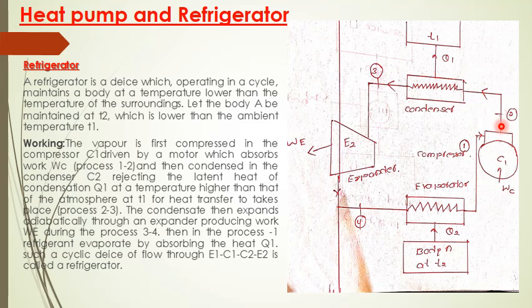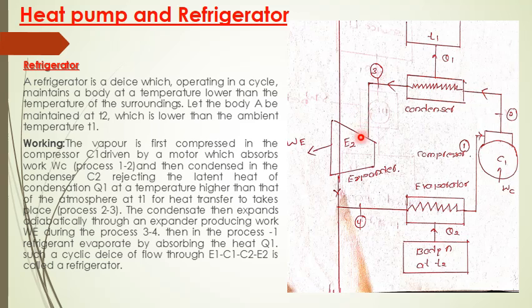Then the compressed refrigerant is sent to the condenser, rejecting the latent heat of condensation Q1 at a temperature higher than that of the atmosphere at T1, for heat transfer to take place, which is process 2 to 3. Whatever compressed refrigerant is sent to the condenser is condensed here, and heat rejection takes place in the process 2 to 3, and then the condensate expands adiabatically through an expander.